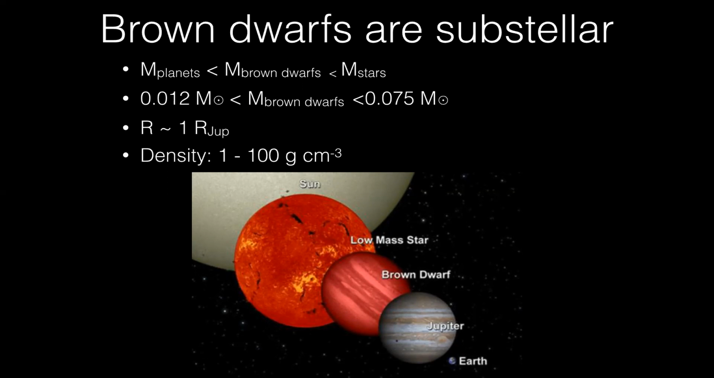This means that they cool as they age, giving them a mass luminosity age relation instead of a mass luminosity relation. Typically, their radii are about Jupiter, which given the range of their masses gives them densities ranging from about 1 to 100 grams per centimeter cubed.